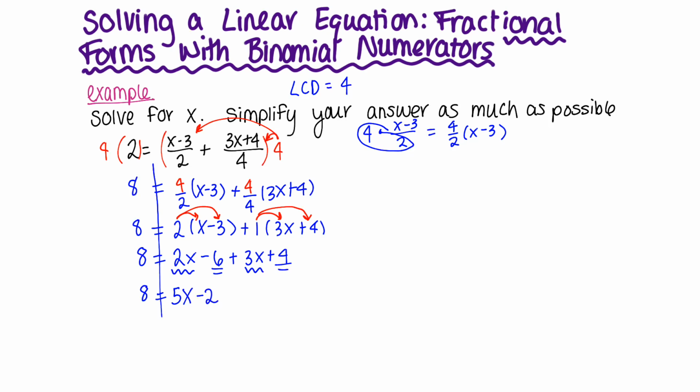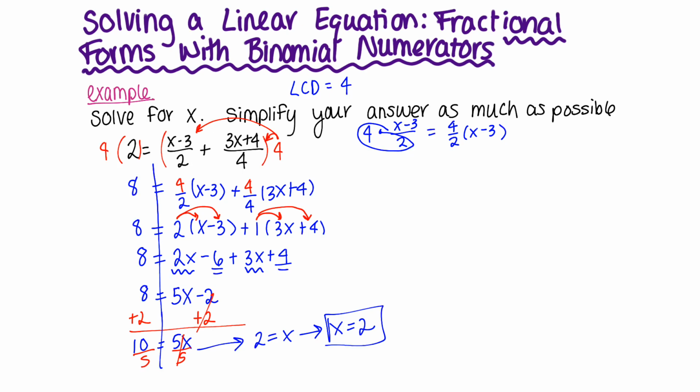To get the x all alone, I'm going to add 2. Sorry, my computer just did something weird. Add 2 to both sides. That 2 is going to cancel. 8 plus 2 is 10 equals 5x. Divide both sides by 5. And you'll get 2 is equal to x because those 5's cancel, which is the same statement as x is equal to 2. If you want to check your answer, you can go ahead and plug it back into this original equation. It's not that bad.